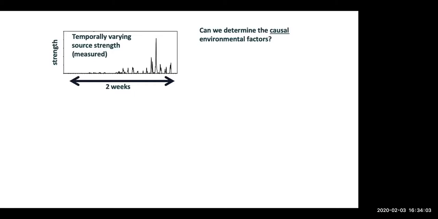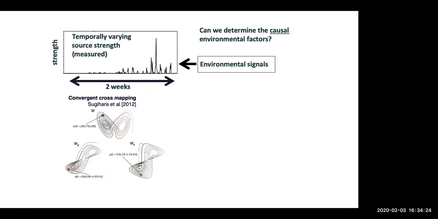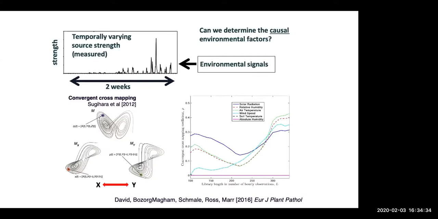If I'm a farmer, I want to know when is the disease most likely to spread. So you can look at environmental signals. In our case, we looked at things that you could easily measure with a weather station, like air temperature, wind speed, humidity. And we used this technique that was invented by some ecologists called convergent cross mapping. And we were able to find out what are the most relevant environmental signals. It ended up being solar radiation, relative humidity, air temperature, and wind speed.